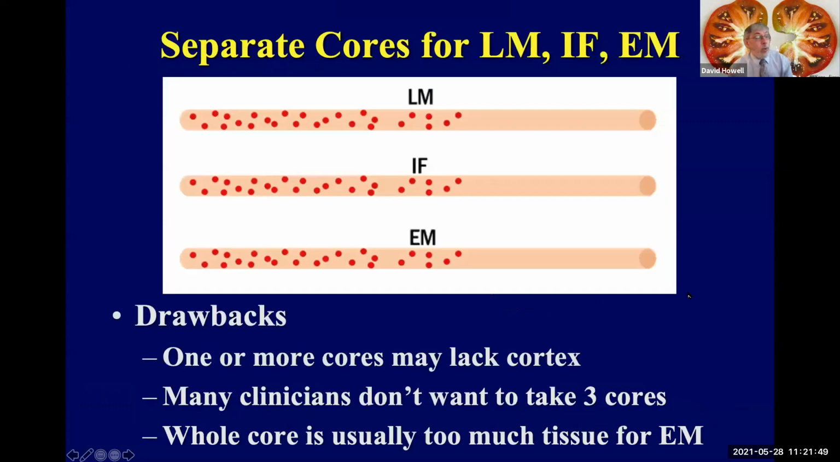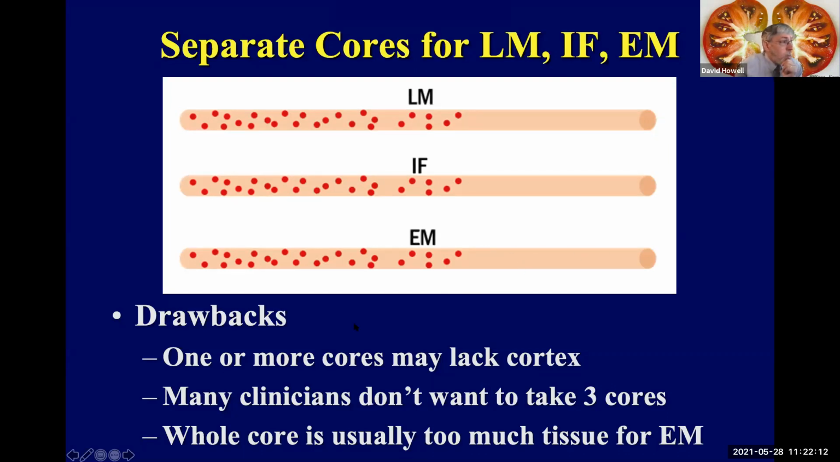There are 3 basic ways of doing this, and one of the most basic, that's done in some centers, particularly if there's not a nephrologist around, is to simply take a separate core of tissue for each of the 3 studies. And in these cartoons, the glomeruli are the little red blobs, so that's cortex, and that's medulla down here. And these are good cores that have mostly cortex and a little bit of medulla.